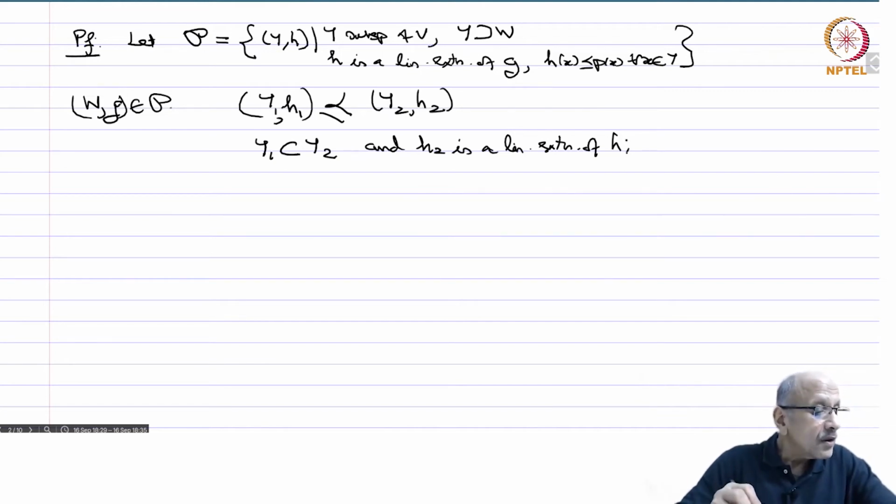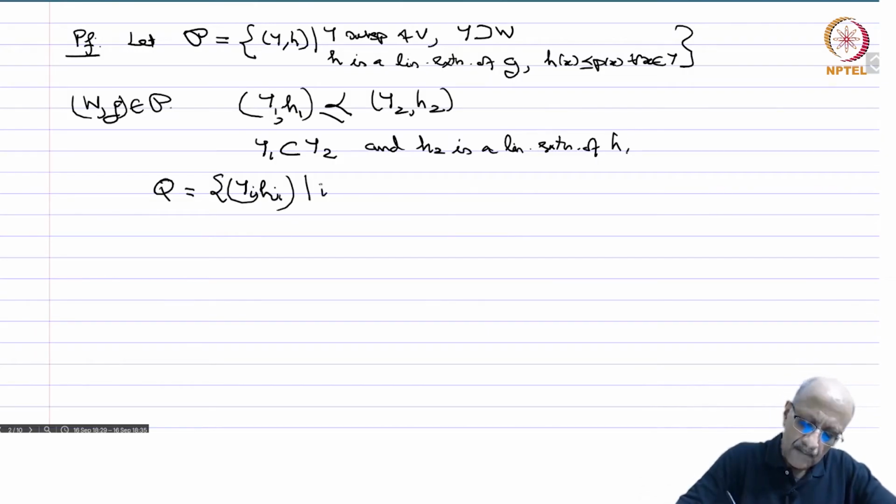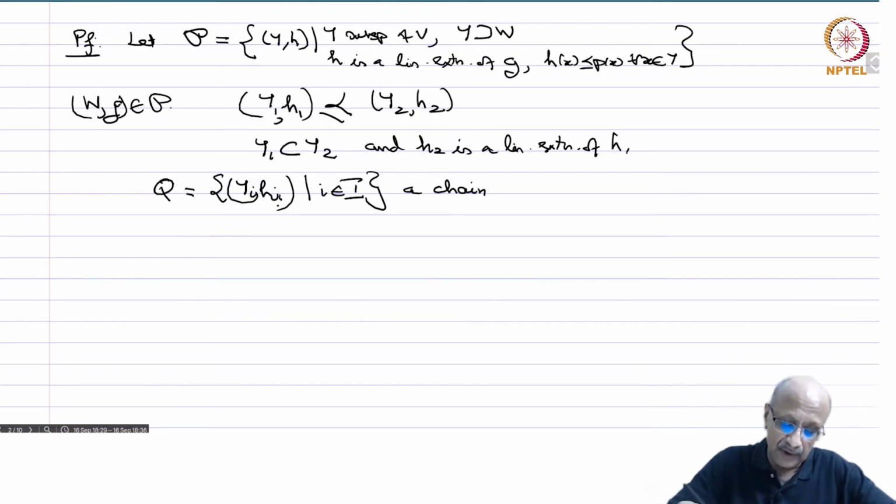So we now take Q to be a chain, (Yi, Hi) with i belonging to some indexing set I, a chain. What is a chain? A chain means any two elements are comparable. If (Y1, H1) and (Y2, H2) are in Q, then either Y1 is contained in Y2 or Y2 is contained in Y1, and corresponding maps are linear extensions. So any two maps are comparable.